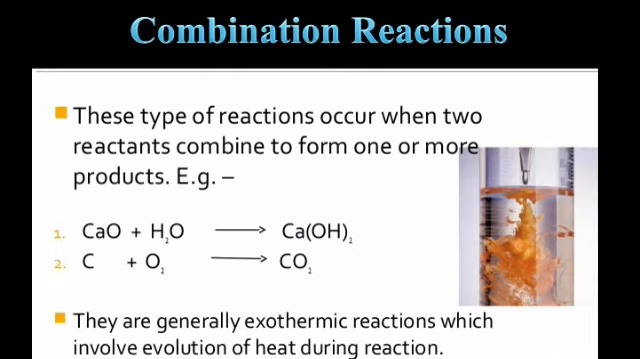Combination reactions. Those reactions that occur when two or more reactants combine to form a single product are known as combination reactions. For example, calcium oxide plus water gives calcium hydroxide. Similarly, carbon plus oxygen gives carbon dioxide. These reactions are combination reactions. They are generally exothermic in nature, that is, they involve evolution of heat during the reaction.